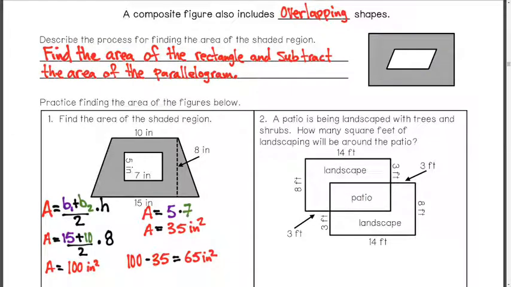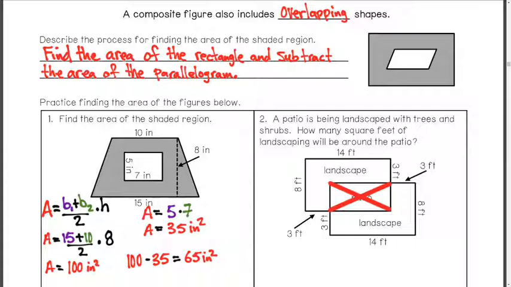To do this though, I noticed at the very first it says this patio is being landscaped with trees and shrubs, and how many square feet of landscaping will be around the patio. Well, that means the landscaping place is where I want the area, but I've noticed that this is a 14 by 8. This one over here is a 14 by 8. So I only have to find the area of one of them and double it, which means the same thing about here. The area of this inside patio, I only have to find one of them and double it to get that answer.